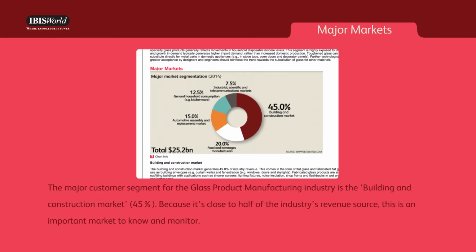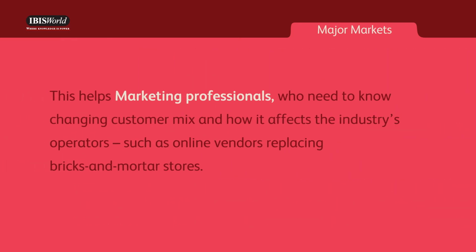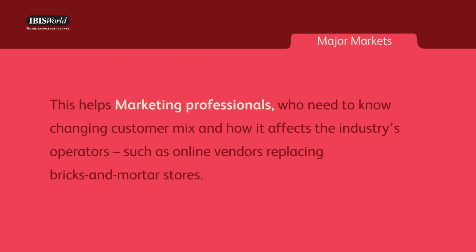For example, the major customer segment for the glass product manufacturing industry is the building and construction market, 45%. Because it's close to half of the industry's revenue source, this is an important market to know and monitor. This helps marketing professionals who need to know changing customer mix and how it affects the industry's operators, such as online vendors replacing brick-and-mortar stores.